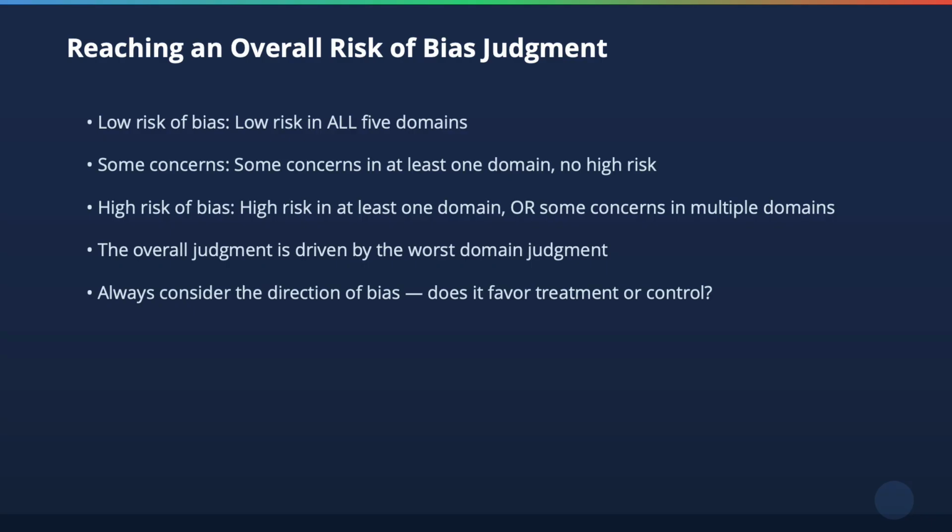Additionally, some concerns in multiple domains can push the overall to high risk if they collectively lower confidence substantially. Always consider the direction of potential bias. If all biases point the same direction, their combined effect is more concerning than if they cancel each other out. Document the primary reasons for your overall judgment clearly for transparency.